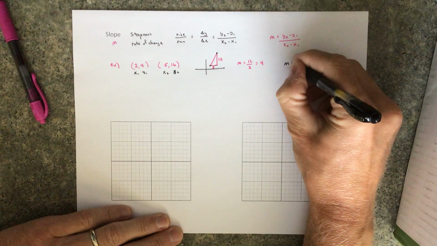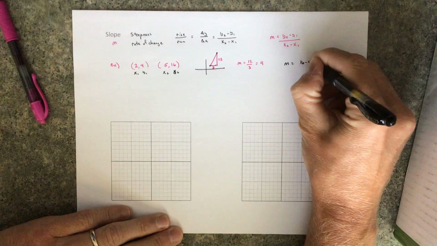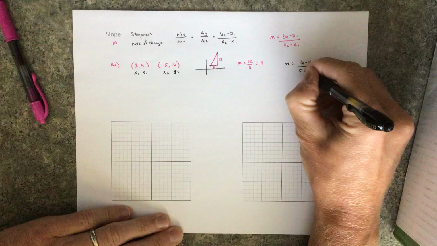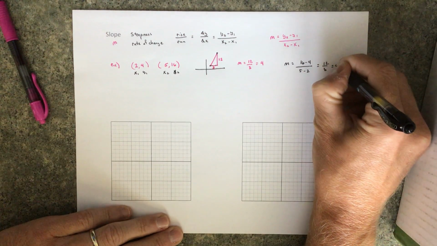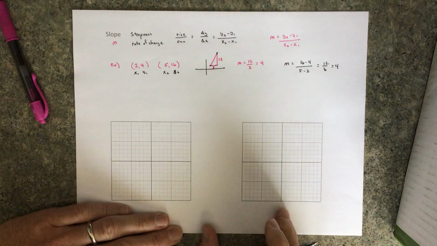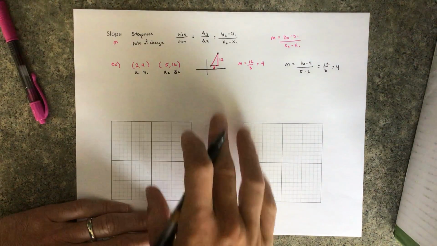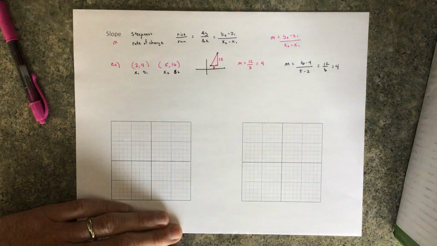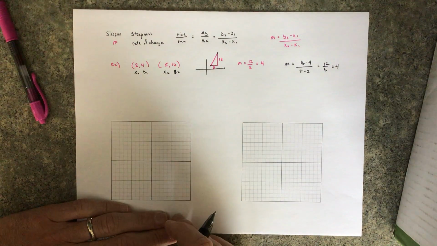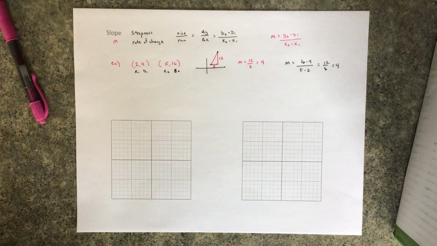We could say that m is going to be 16 minus 4 over 5 minus 2, which of course is just 12 over 3, which is where that 4 comes into play. Okay, so it doesn't really matter if you think about a graphical perspective or if you just plug into the formula. The slope is how the y variable is changing with respect to how the x variable is changing.